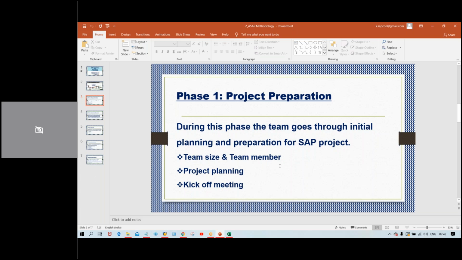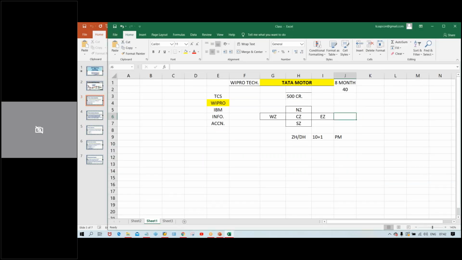Let's suppose the team size is decided: the project manager needs 40 members to implement this project. Now, how is he going to get these 40 members, guys? Most likely, most of the people he can find within the organization. Within the organization means what?